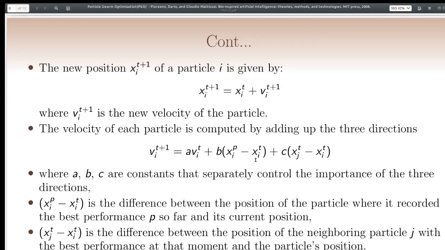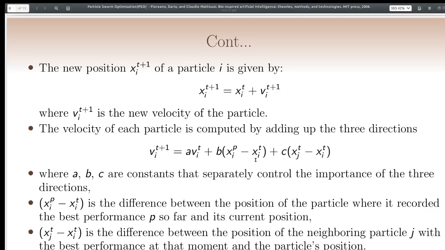These are the equations involved in this algorithm. First is the location updation equation, or position updation equation. The new position xi(t+1), the position of the ith agent at time t+1, is equal to xi(t) plus vi(t+1). That is, the position of the ith particle at time interval t plus the velocity of the ith particle at time interval t+1, where vi(t+1) is the new velocity of the particle.